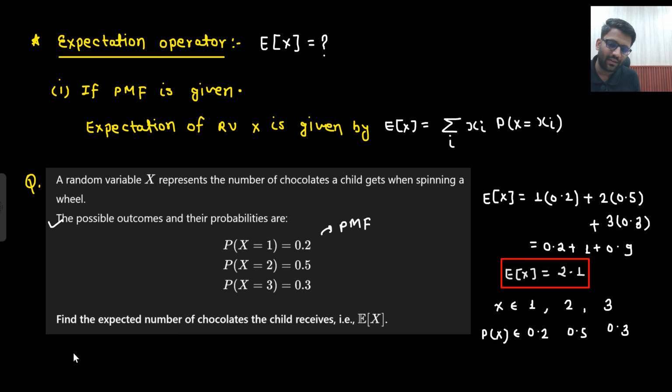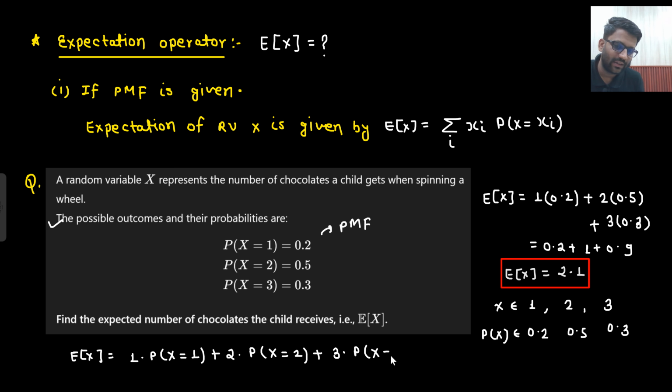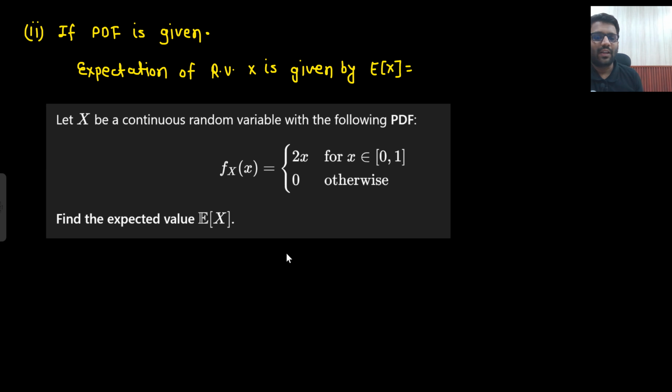So here what we actually did, expectation of X was, first we took the value x1, that means value 1. Then we multiplied it with its probability. Then we took the value 2 and multiplied it with its probability. Then we took the value 3 and multiplied it with its probability. So this is what we did: 1 into 0.2, 2 into 0.5, 3 into 0.3. The answer is 2.1. Well and good, very simple. Now what if the PDF is given?